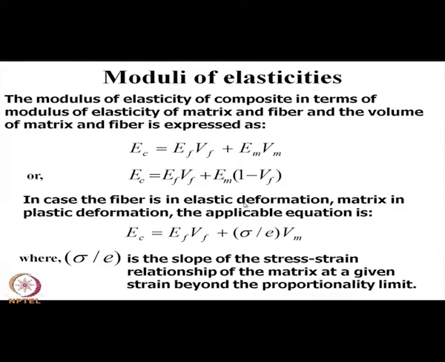Now, in case the fiber is in the elastic deformation region and the matrix is in plastic deformation, the applicable equation would be this, where d sigma by d epsilon is the slope of the stress strain relationship of the matrix at a given strain beyond the proportionality limit. So, these equations are the governing equations by which, if we know the strength of the fiber and the strength of the matrix, we can make a preliminary calculation for one particular composite made from such fiber and matrix. So, for selection of a fiber and matrix component, we can utilize these equations for calculation of the properties of the final composite.